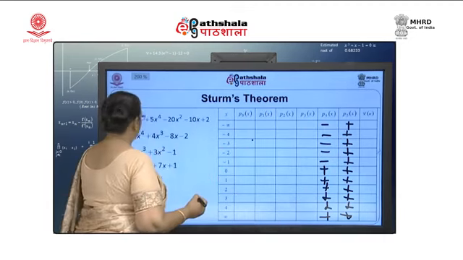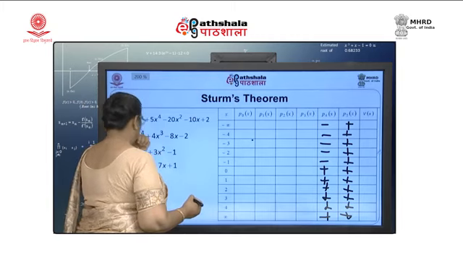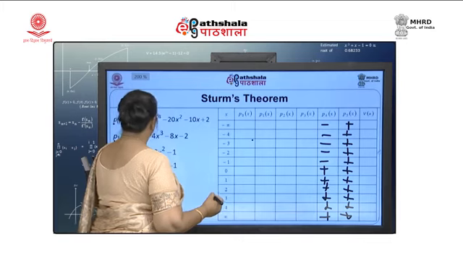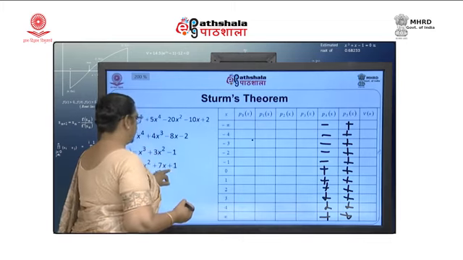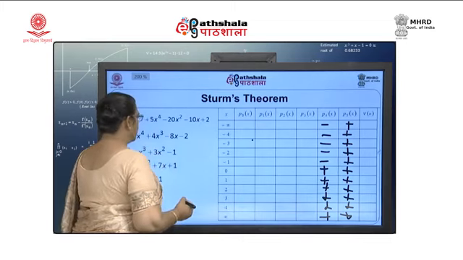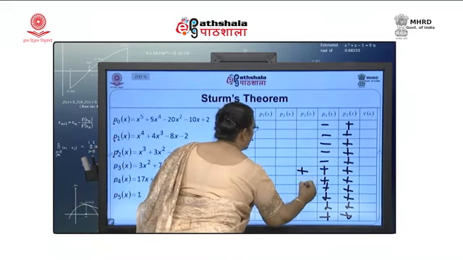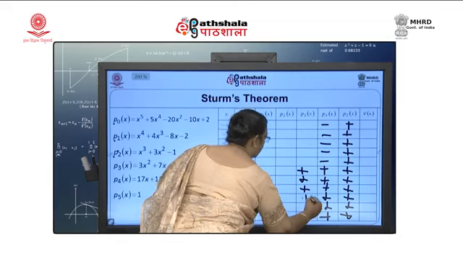Come to P3(x). P3(x) is given by 3x square plus 7x plus 1. They are all positive terms. So, for x equal to 0 it is 1, and for positive x this is going to be positive.